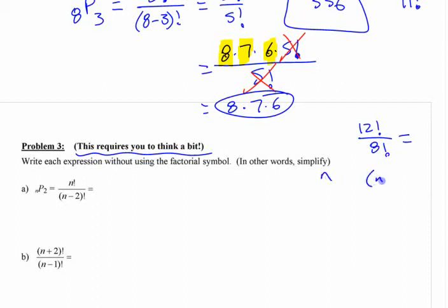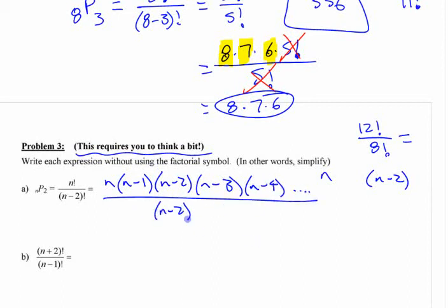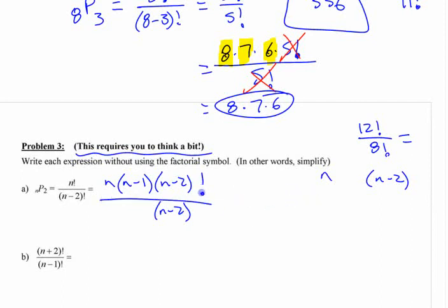n or n minus 2? n. This would be equal to n minus 1, n minus 2. You just keep subtracting 1, right? n minus 3, n minus 4, ... On the bottom, this would be n minus 2, n minus 3, n minus 4, ... You don't know where to stop. What you can do instead is just stop at the one that's common to both of them and put a factorial symbol. That means all the ones below it.